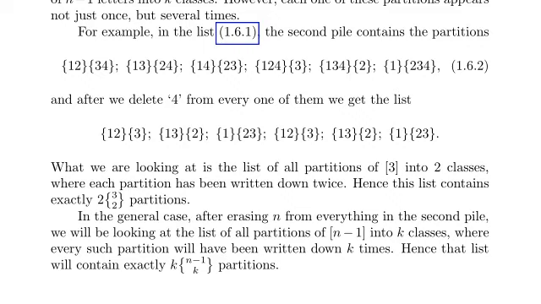Well, this isn't the way I looked at it, but are we going to get something similar? Perhaps not. Perhaps we're going to get a different recurrence relation here. So where were we? Hence the list contains exactly 2 times the Stirling number of 3, 2 partitions. Well, why might that be?